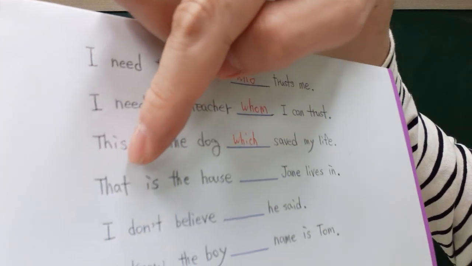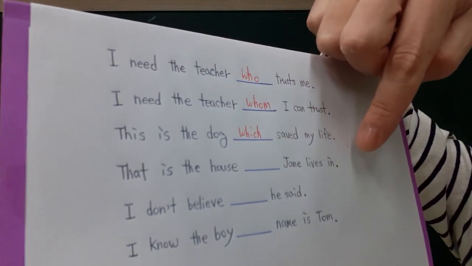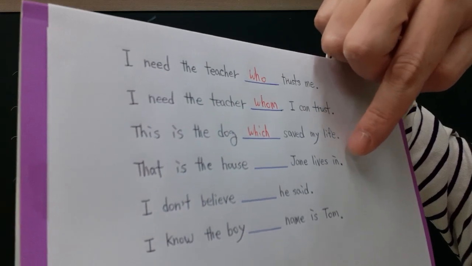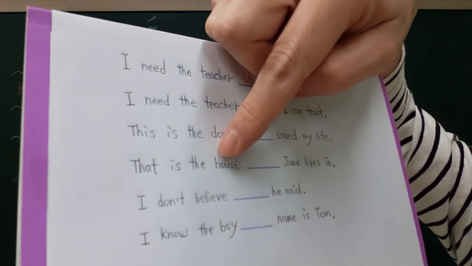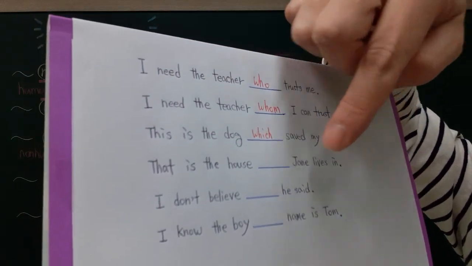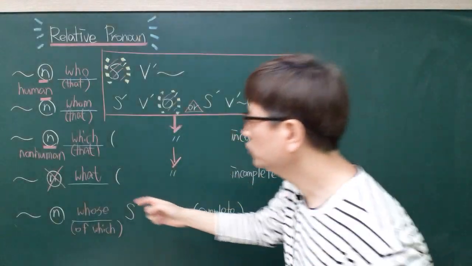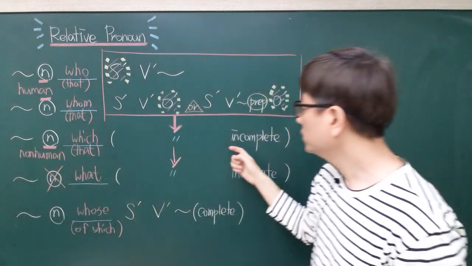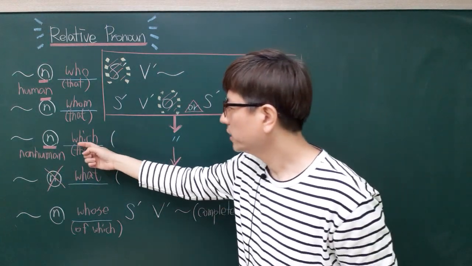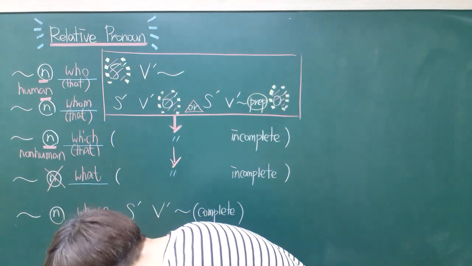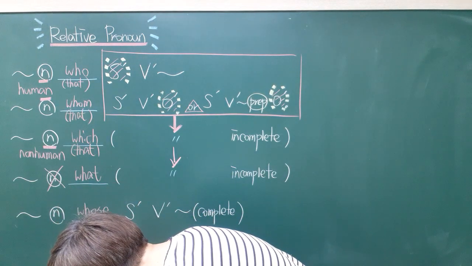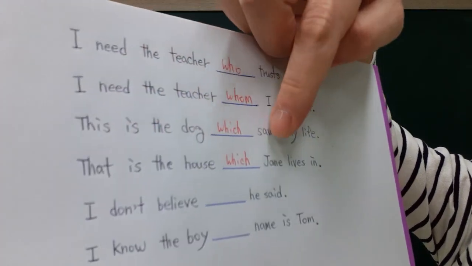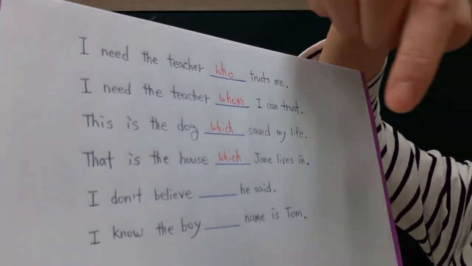Okay, next one. That is the house blank Jane lives in. As you can see, just preposition is followed by object, but there's no object. The house is non-human. Non-human, no object. Non-human, incomplete sentence. Then the correct answer is which. This is the house which Jane lives in is correct answer.